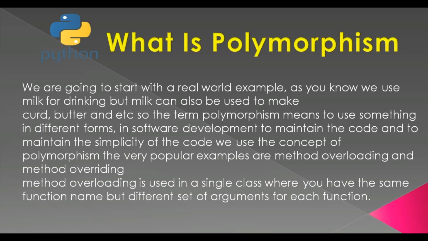In software development, to maintain the code and to maintain the simplicity of the code, we use the concept of polymorphism. So there are two popular examples of polymorphism: method overloading and method overriding. Method overloading is used in a single class where you have the same function name but a different set of arguments for each function.